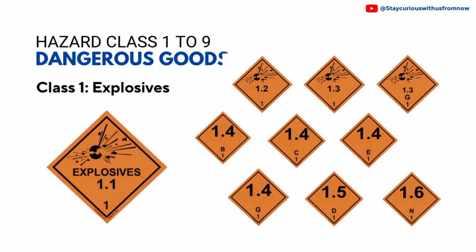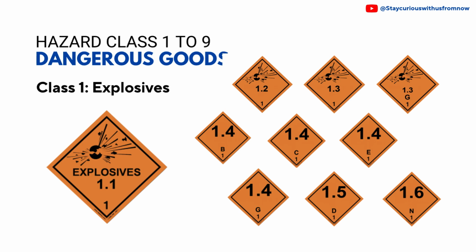aerosol sprays. Class 3 is for flammable liquids, materials like gasoline, ethanol, and paint thinners that ignite easily. Class 4 refers to flammable solids, substances like matches, magnesium, or sulfur that can catch fire through friction or heat. Class 5 covers oxidizers and organic peroxides, such as hydrogen peroxide and ammonium nitrate, which can intensify fires or react dangerously. Class 6 includes toxic and infectious substances, chemicals like cyanide or biological materials that can cause poisoning or disease.